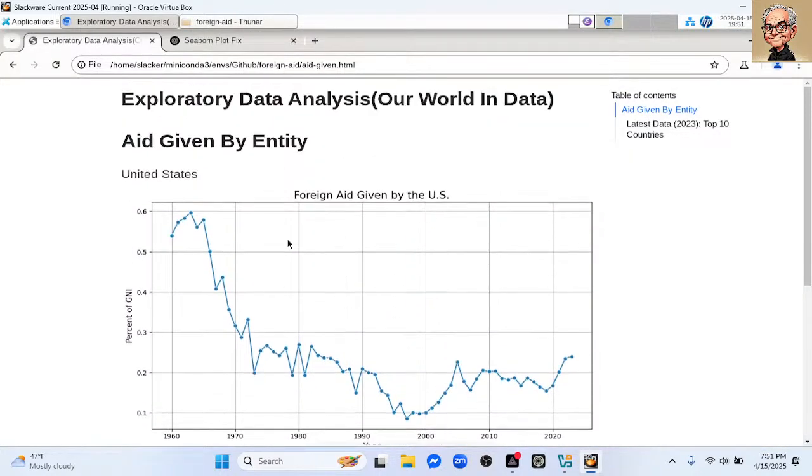Now this doesn't look very good, because the United States back in the mid-60s was giving 0.6% of our GNI as foreign aid, but now by the 2020s it's fallen down to about 0.25%. I think because I find it very hard to believe that the U.S. would have given 60% of its gross national income as foreign aid.